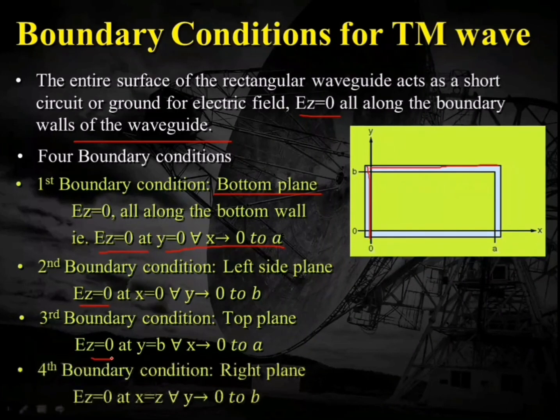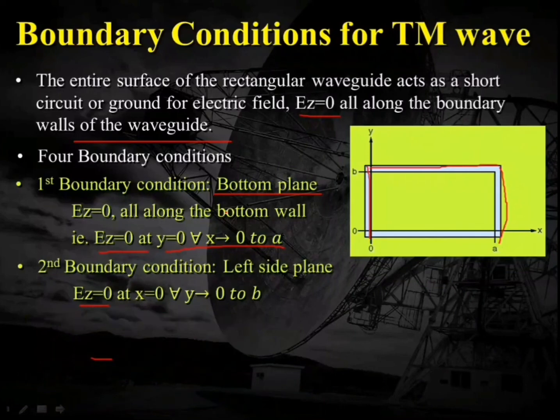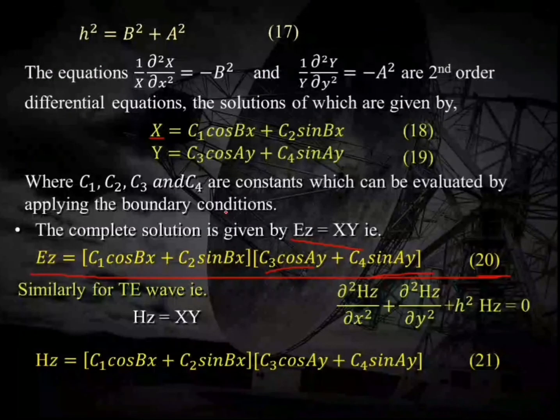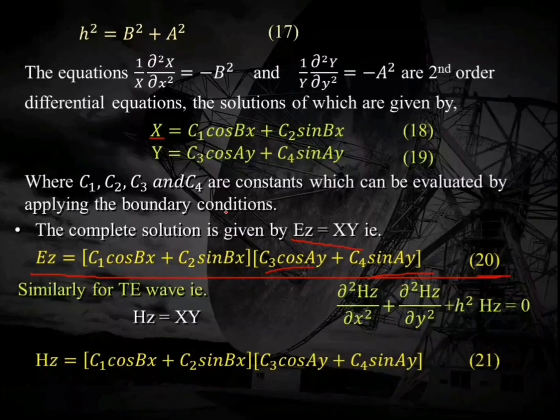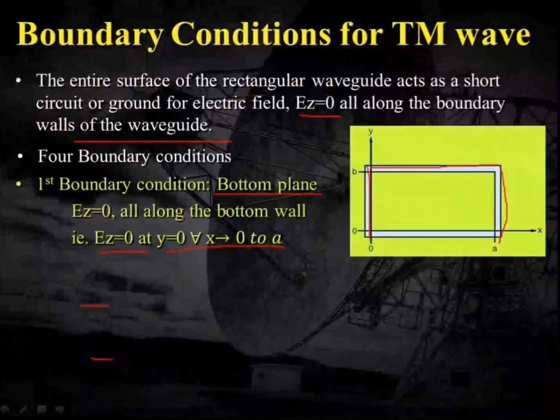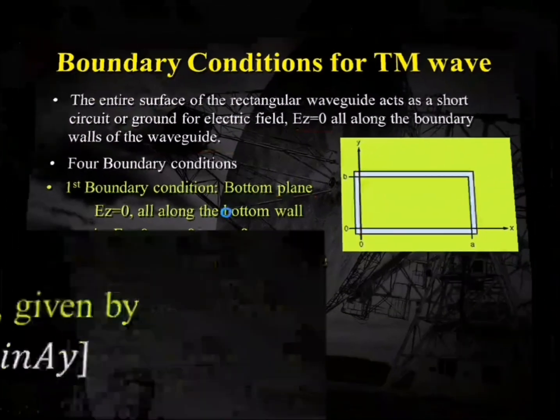And for the fourth boundary condition, that is the rightmost plane or the right plate, where y is from 0 to b, x is equal to a, Ez should be equal to 0. Now substituting these all on my Ez equation, that is C1 cos bx plus C2 sin bx into C3 cos ay plus C4 sin ay. Let us apply these boundary conditions.